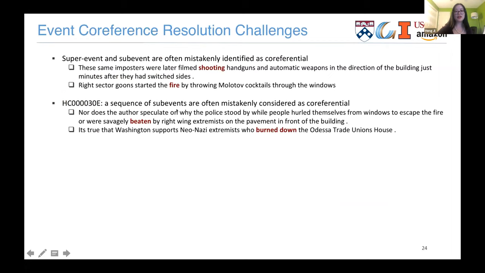In terms of event coreference and event-event relations, we still have a hard time distinguishing the sub-event, super-event relation from event coreference. What we mean by coreference is usually exact coreference, but we often see partial coreference. For example, the first example shows the super-event is a fire and the shooting is the sub-event. Also, some sub-events are connected in a timeline and belong to the same super-event, and our model often mistakenly tags them as coreference.